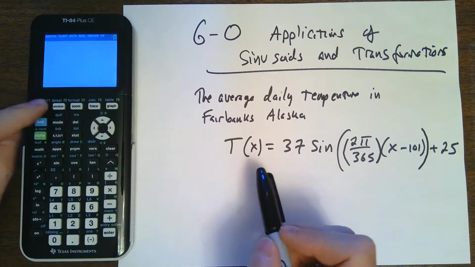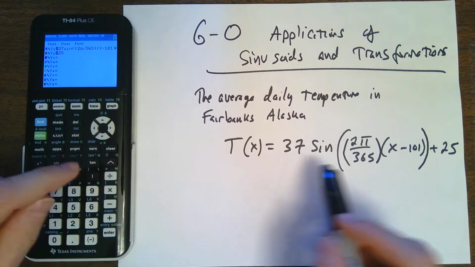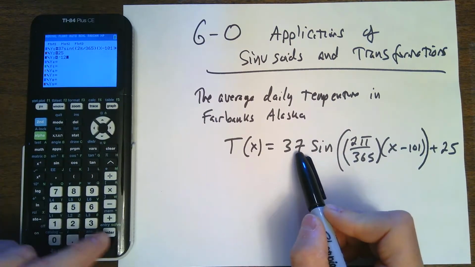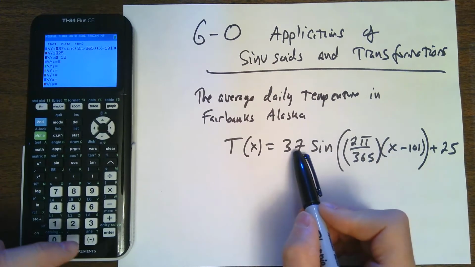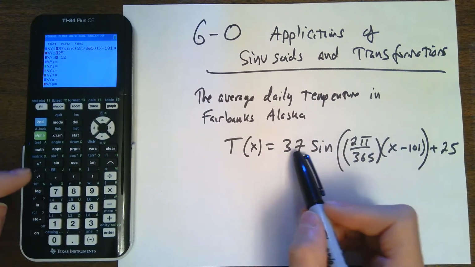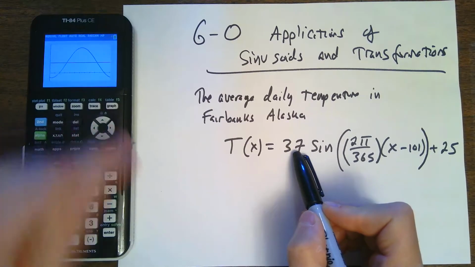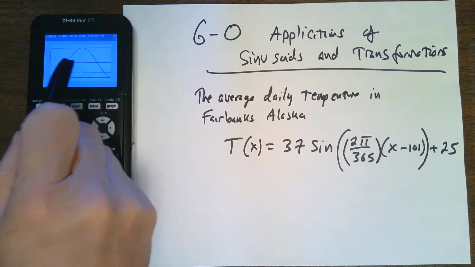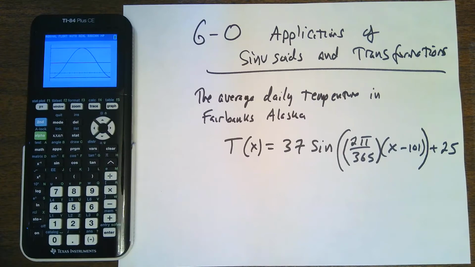The maximums and minimums, if I go to the graph again, 25 minus 37 is negative 12, that's going to be my minimum. 25 plus 37 is 62, which will be my maximum. And if I graph them, you can see the line down at the bottom is the minimum, the line at the top is the maximum. So I can see that my center line is 25, it goes 37 above, 37 below.